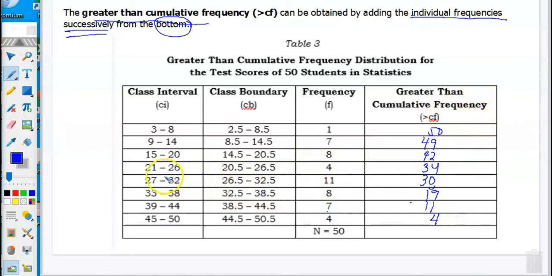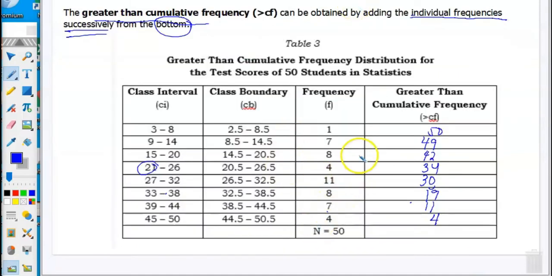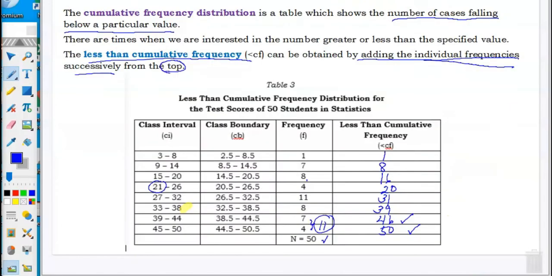So if I ask you how many got lower than 21, I will not look here because the answer here would be 42, which is not the correct answer because I'm looking for values lower. I'll look at the less than cumulative frequency. If I'm looking for values higher than a specified value, then that's the time that I will look at the greater than cumulative frequency. Now, these are the frequencies that we have. So we have the cumulative frequency.